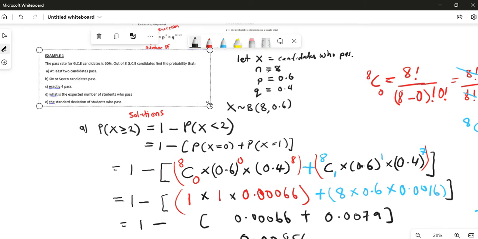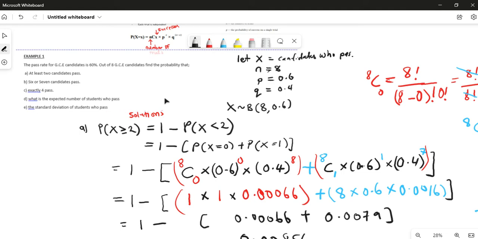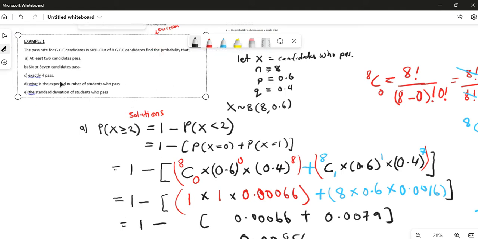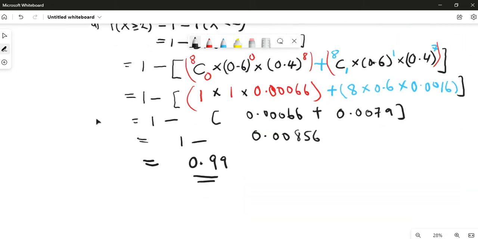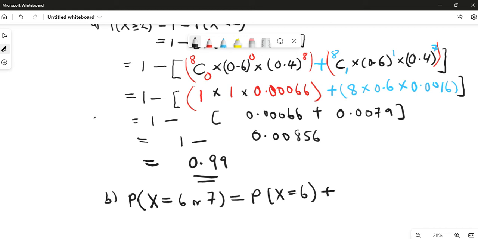Now I want the probability that 6 or 7 candidates pass. All right. So we're going to say for B, probability that 6 or 7 candidates pass. So X equals 6 or 7. So this is going to go to the probability that 6 candidates pass plus the probability that 7 candidates pass.